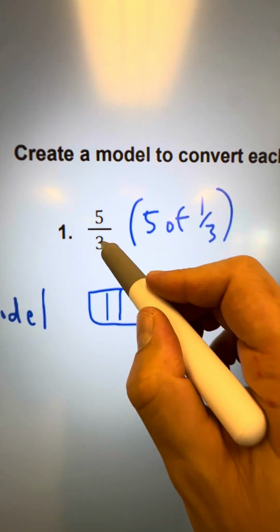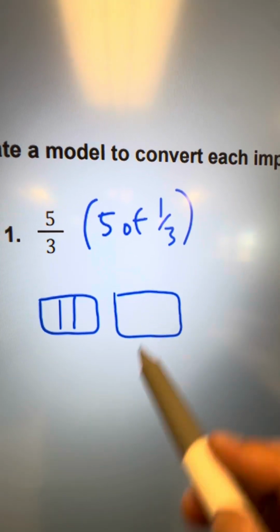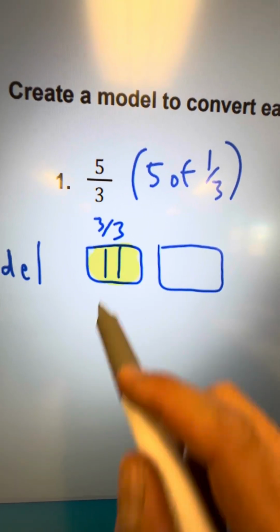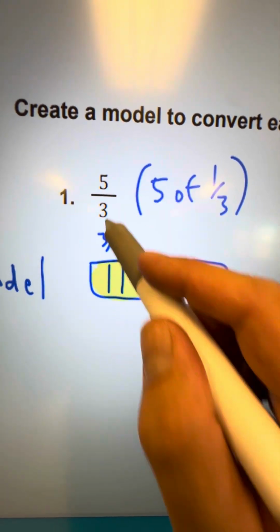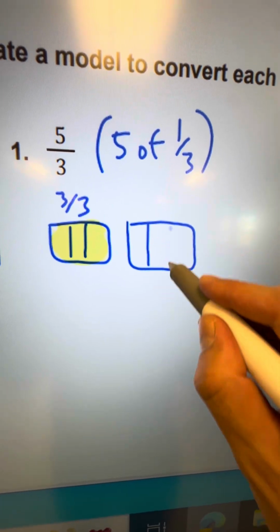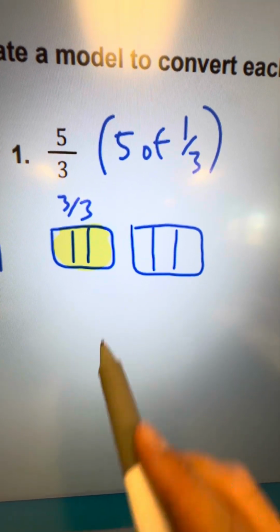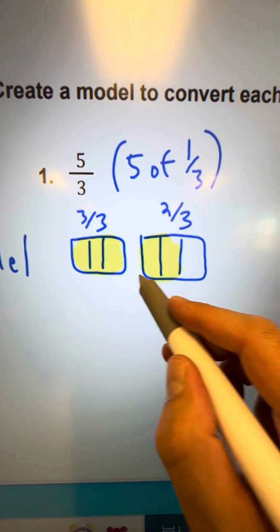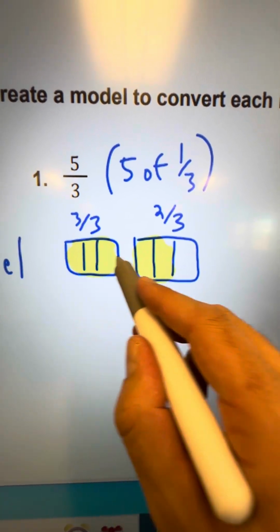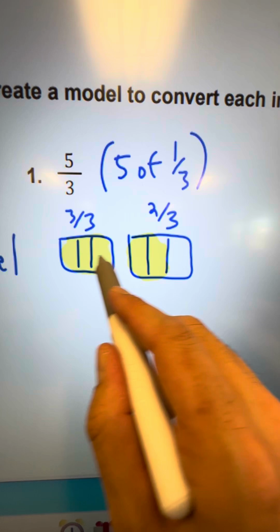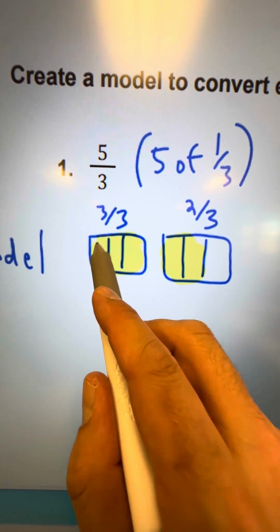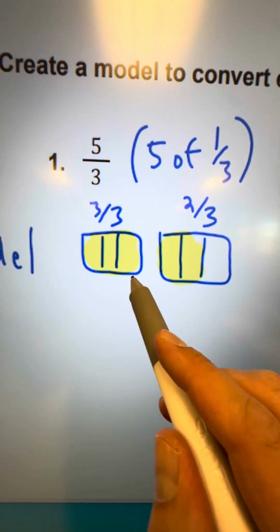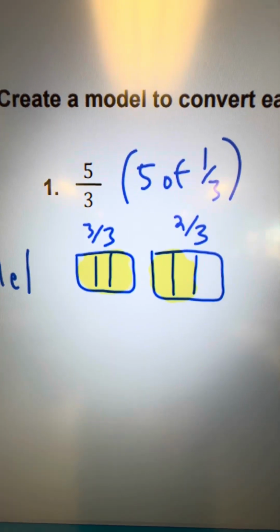And don't forget, 5/3 means you have 5 of these thirds. So you can see here, if I shade in these 3, I have 3 out of 3 shaded in. I need a total of 5/3, which means I'm going to split this up over here. And I need to shade in 2 more so I can have a total of 5/3. So you can see here I have 3/3 and another 2/3. So altogether, I have 5 of these thirds filled in. Because don't forget, each of these is worth 1/3. And since I have 5 of them, I have a total of 5/3.